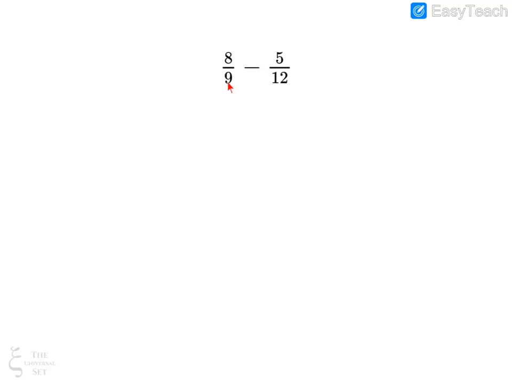I've got 8/9. I want to take away 5/12. The first thing we're going to have to do is work out what number is in both of those times tables. Again, there's a bunch that we could choose, but let's try and choose the smallest one we can think of. So in the 9 times table and in the 12 times table, we've definitely got the number 36, haven't we? So let's go for 36 on the bottom.